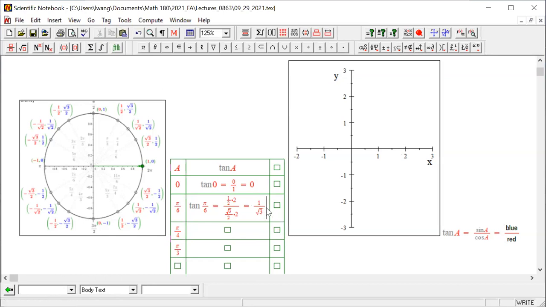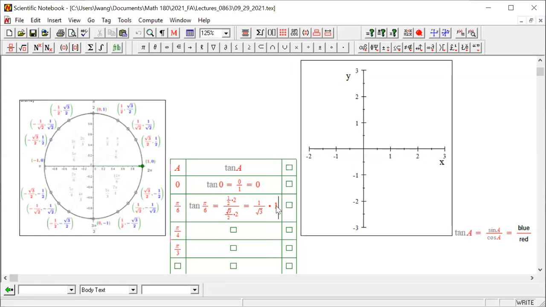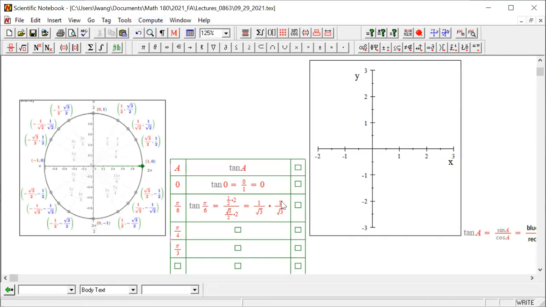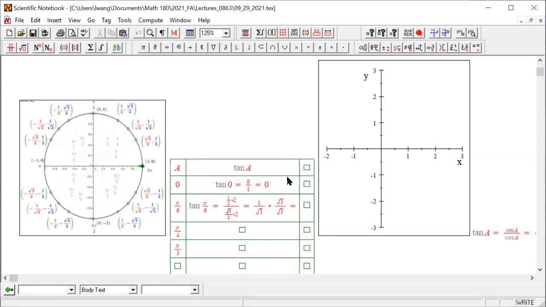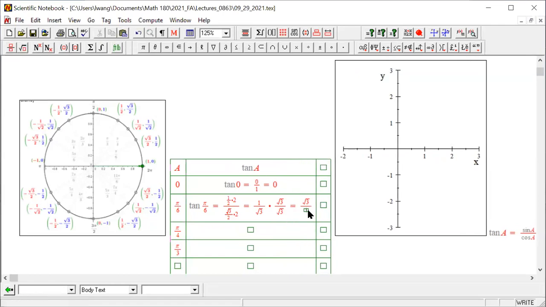And then we rationalize it. Well, how do we rationalize it? We multiply by another 1 again, right? So what will this lead us to? We're going to choose that 1 to be root 3 divided by root 3. So we multiply by 1. Doing so, we got root 3 divided by 3. That's how we get root 3 by 3.